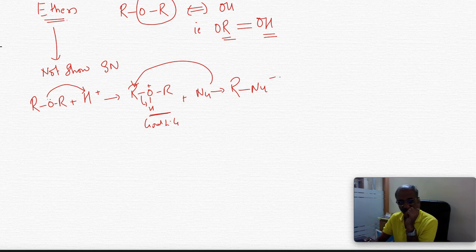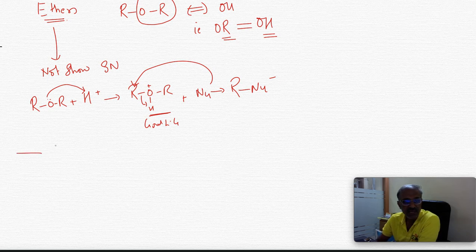Right? So OH and ether are of the same category, because both are very bad leaving groups. They will not leave on their own, so they have to be first acidified and then treated with a nucleophile. Obviously. Now we have seen these things.